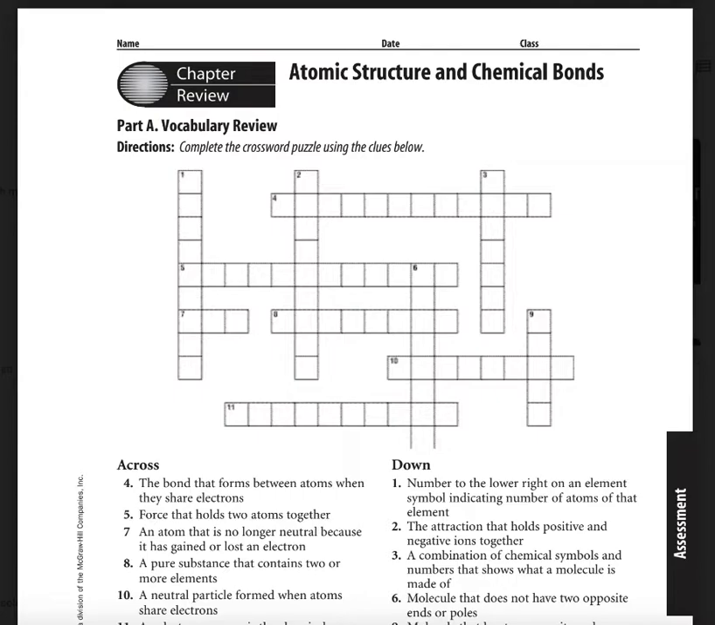Part A is the vocabulary terms from our chapter. Each of the sections that we studied has a list of terms on the left-hand side, and they show up as the highlighted terms in the middle of the text. You can also use the glossary at the back of the book to look up these answers.